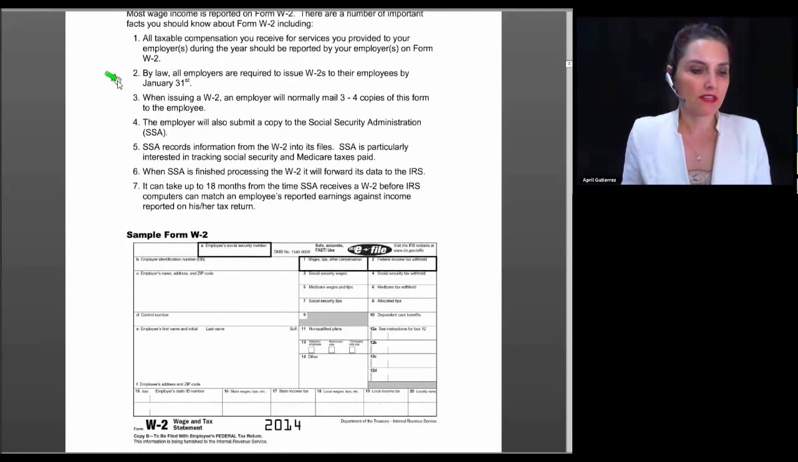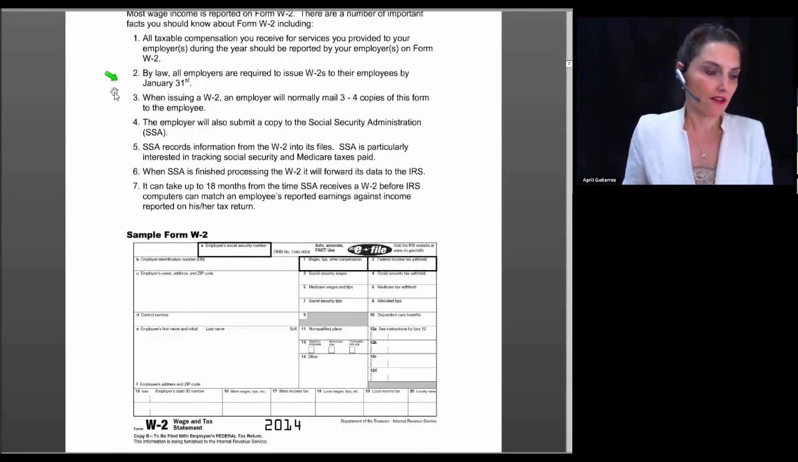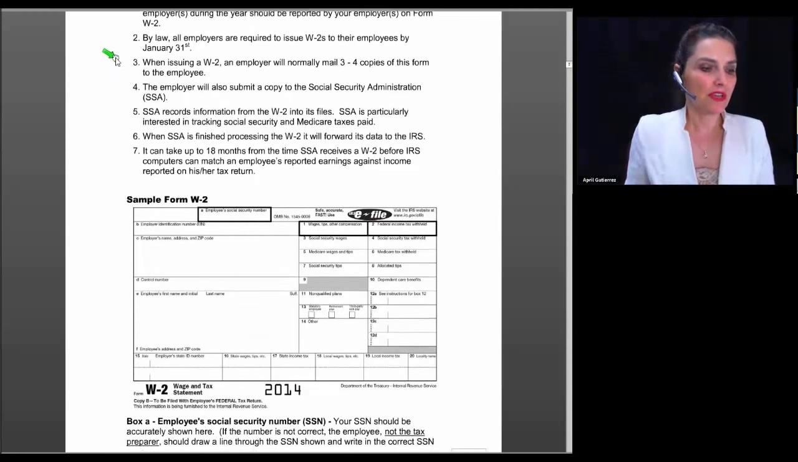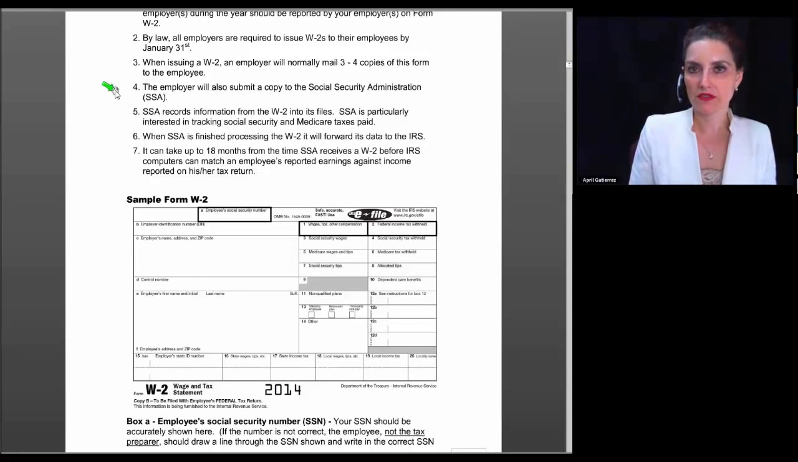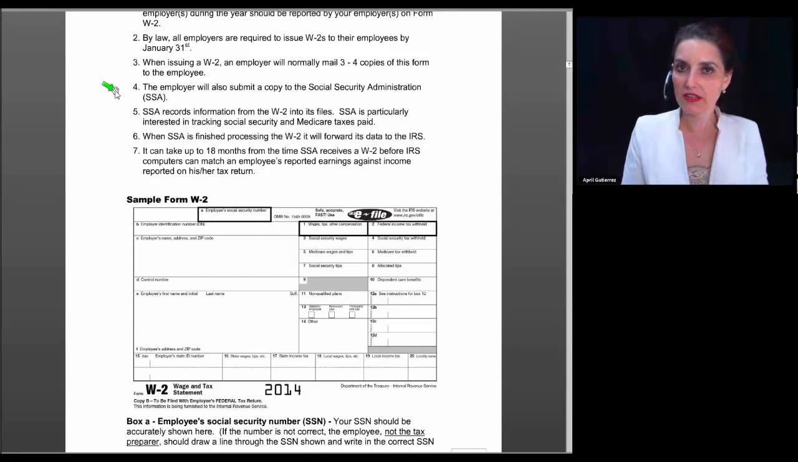All employers are required to issue the W-2 to the employee by January 31st of the year following the end of the year. And when issuing a W-2, the employer will normally mail or email or perhaps hand deliver 3 to 4 copies of this document to each employee. The employer is also required to submit copies of W-2s to the Social Security Administration. This can be done electronically or it can be done in the mail. If it's done in the mail, the employer has to create this W-3 form, attach all the W-2s to it, and mail it off. And then Social Security processes it.